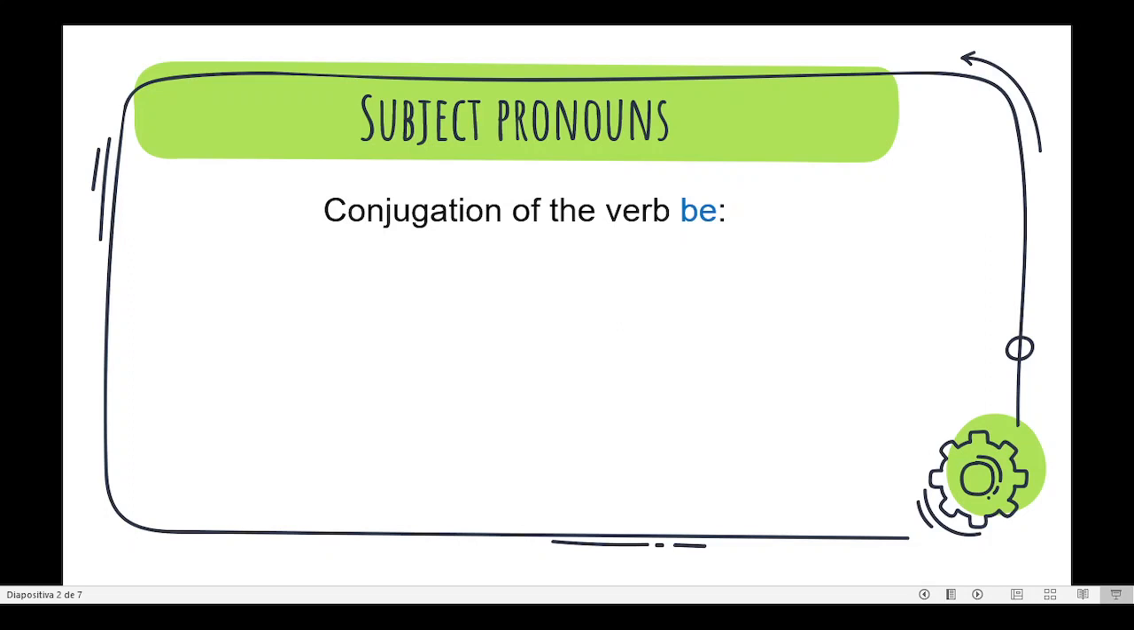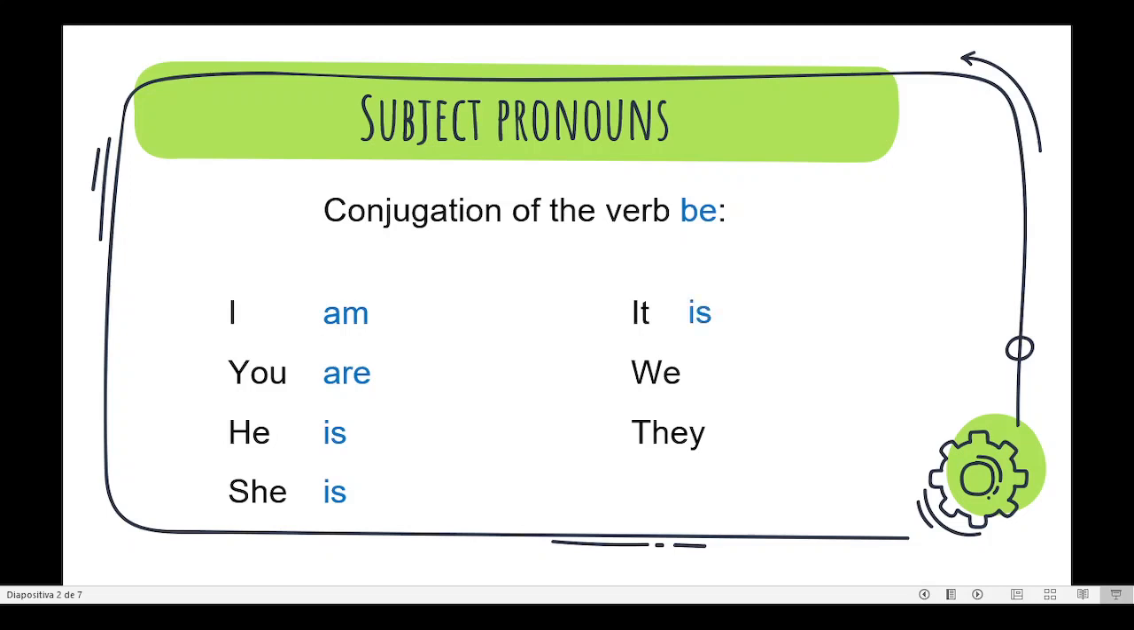Now let's conjugate the verb be. It is the most used verb in English. Here we have the subject pronouns. Now let's conjugate the verb be. Please repeat after me. I am. You are. He is. She is. It is. We are. They are. Very good. And let's do it one more time.